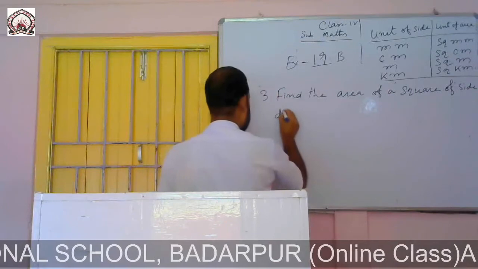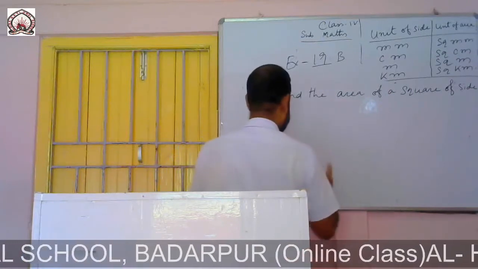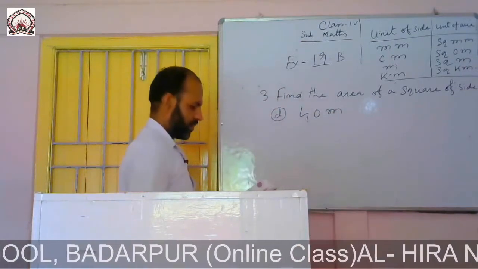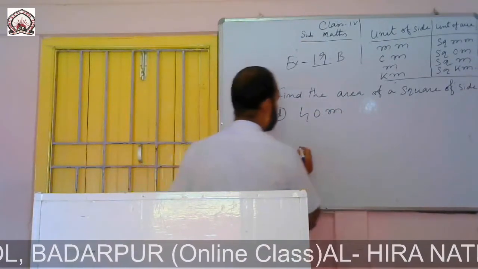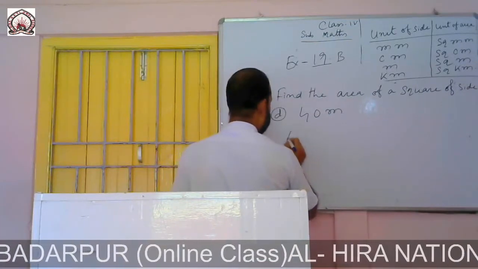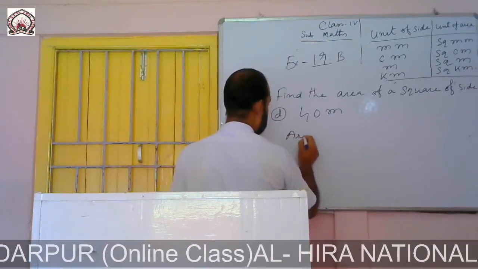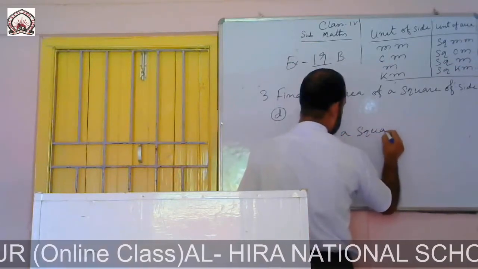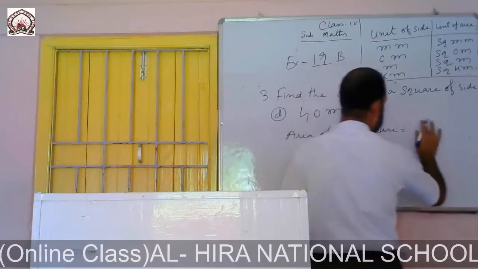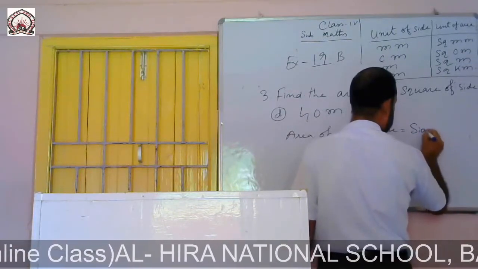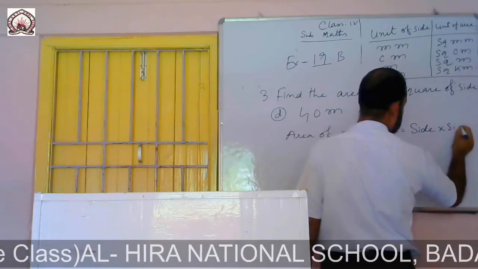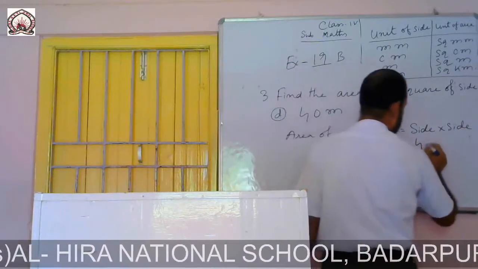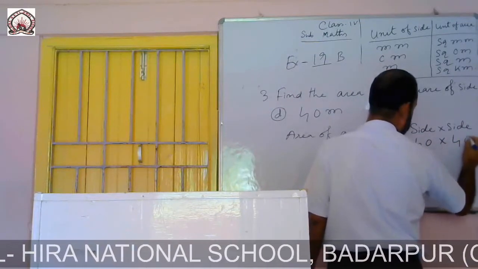Question number D, 40 meter. So area of a square equal to side into side. So here side equal to 40 into 40.